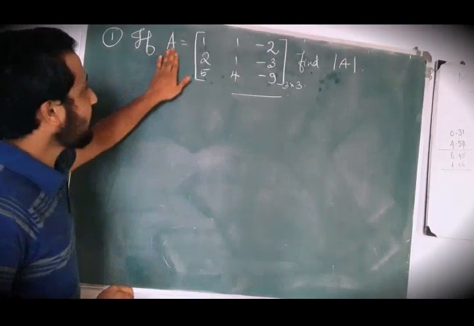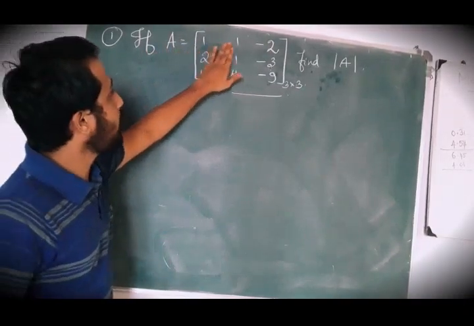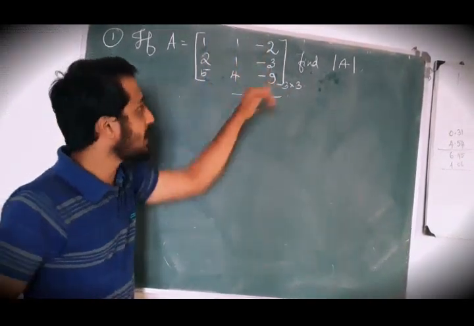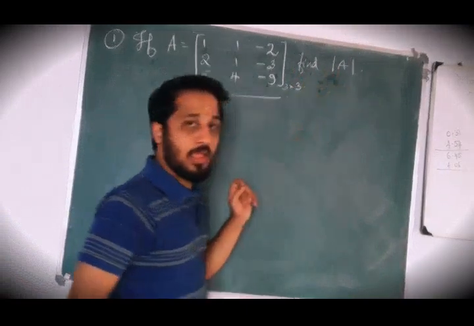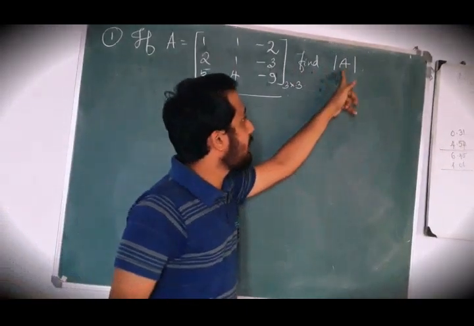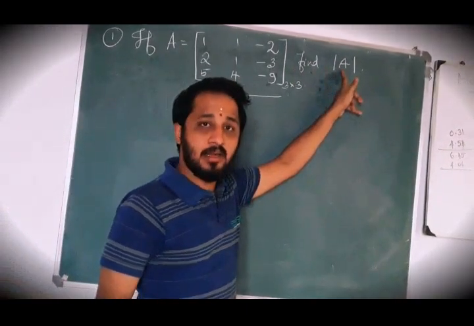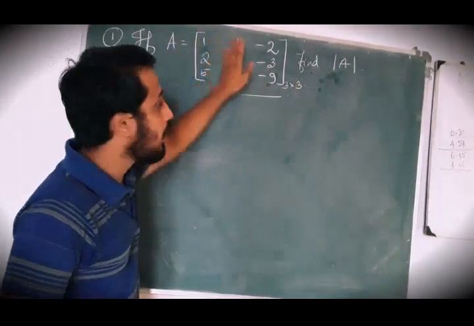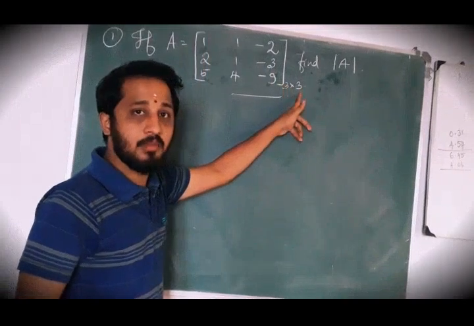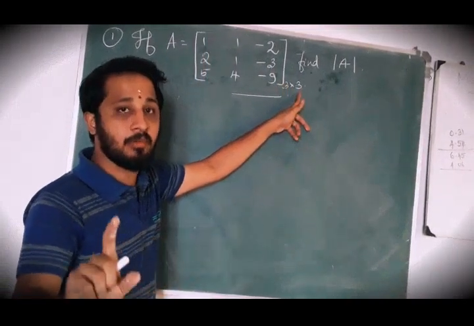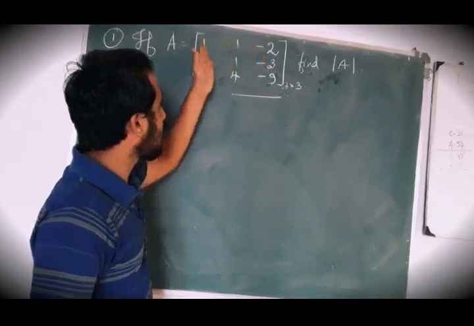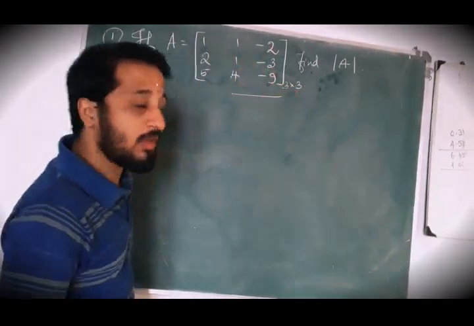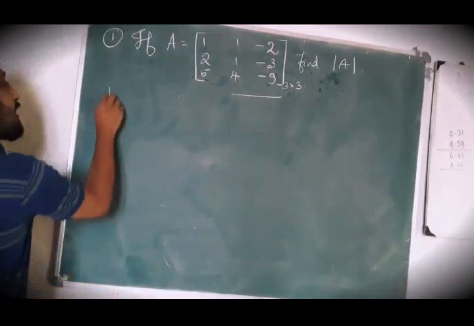First question: if capital A is equal to the matrix with rows 1, 1, minus 2; 2, 1, minus 3; 5, 4, minus 9, find determinant A. If you want to find the determinant of the given matrix, the matrix has to be a square matrix. Yes, the given matrix is a square matrix of order 3, 3 by 3. Square matrix in the sense, number of rows is equal to number of columns. Yes, 3 rows are there, 3 columns are there. So the given matrix is a square matrix of order 3. Now we can find the determinant of the given matrix.